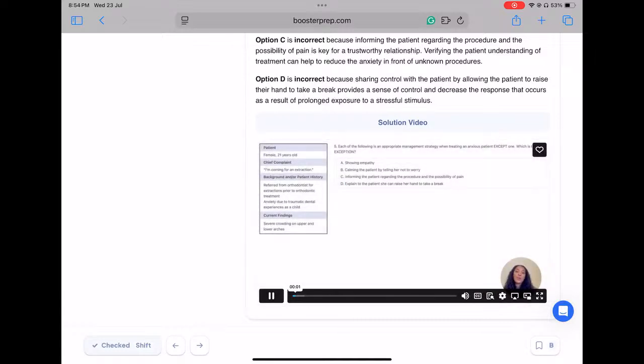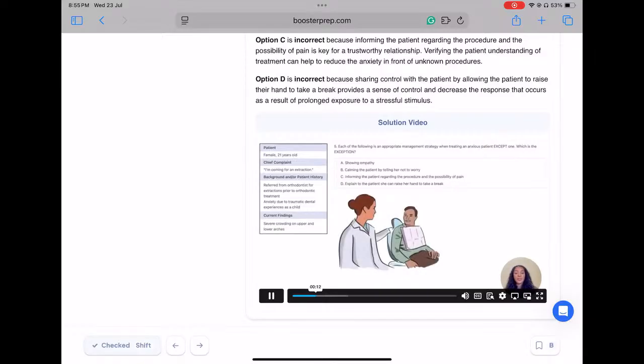Question 5 reads, each of the following is an appropriate management strategy when treating an anxious patient except one. Which is the exception? So here we're looking for management strategies that are not helpful when you're treating someone who is anxious.